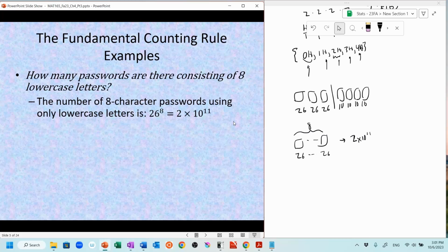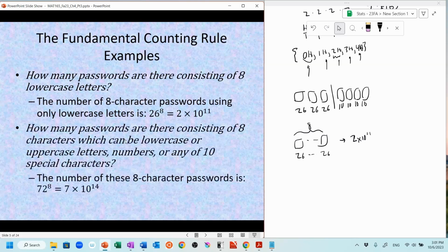Maybe I look at this and I say, well, that's a lot of passwords, but computers can also do things very fast. Maybe I think that this is not quite secure enough. I would like a stronger password. So what could I do? Instead of just using these 26 lowercase letters, I could expand the character set that I can use. I can use lowercase or uppercase letters, numbers from 0 to 9, or any of, say, 10 special characters, exclamation point, @, things like that.